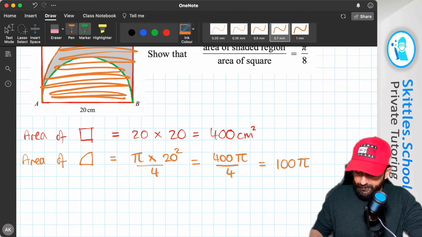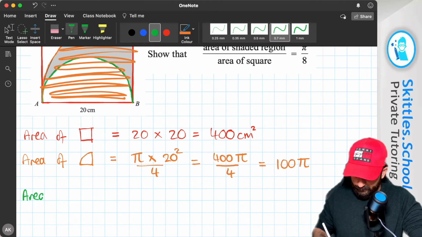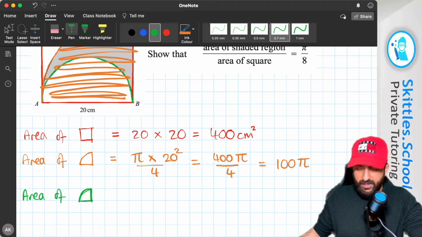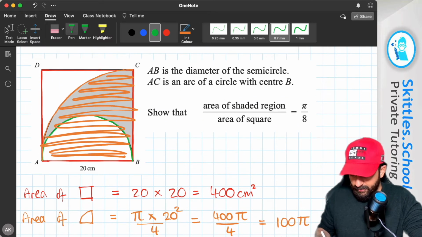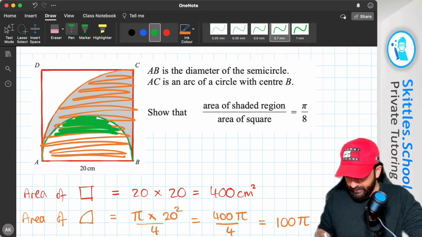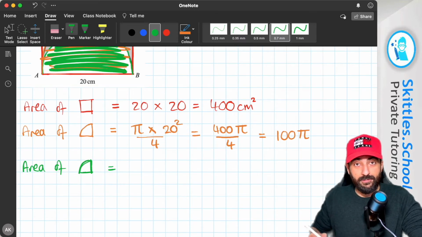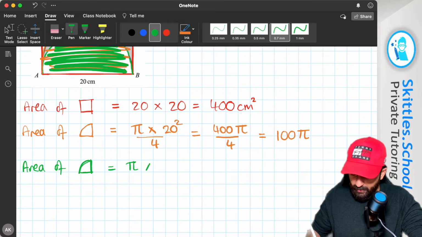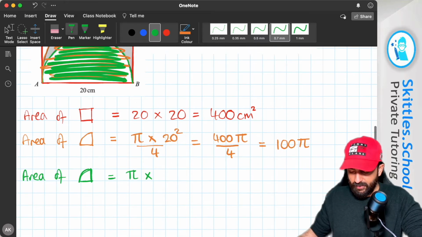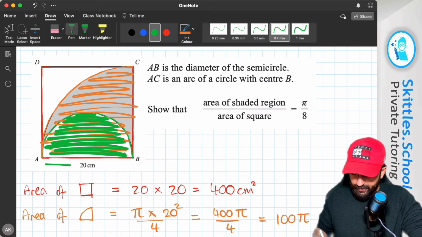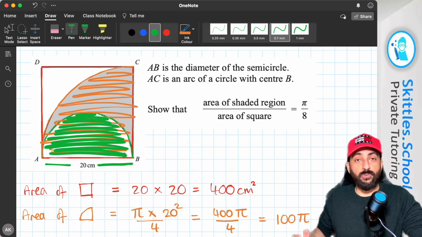Okay, so the next one is the semicircle. So area of the semicircle. The semicircle is kind of hidden behind that shape, so let's just highlight it. This green shape here is the semicircle. Okay, and again we can use the formula for area of a circle, which is pi multiplied by the radius squared. Now the radius in this case, remember AB is the diameter, so the radius has to be half of that, so the radius is 10.